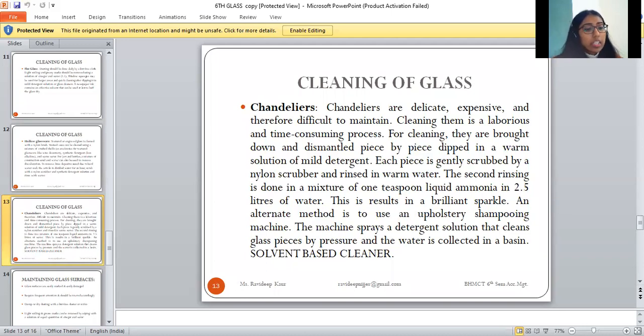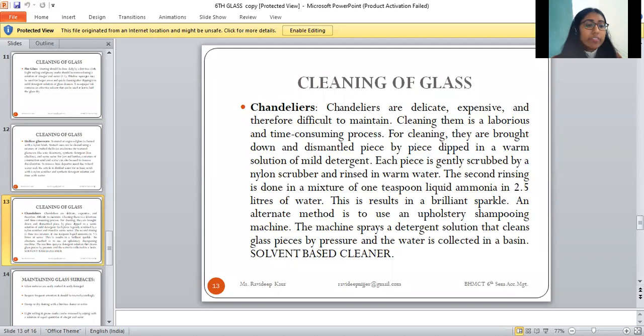This is the result, a brilliant sparkle. Rinsing with this ammonia solution gives a shine or sparkle to the chandelier glass. An alternate method is to use an upholstery shampooing machine, if somebody is not using this solution, or rather this mixture.